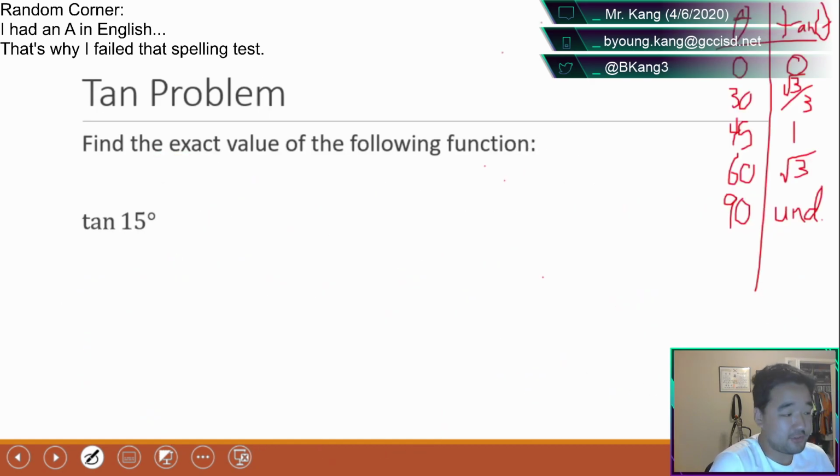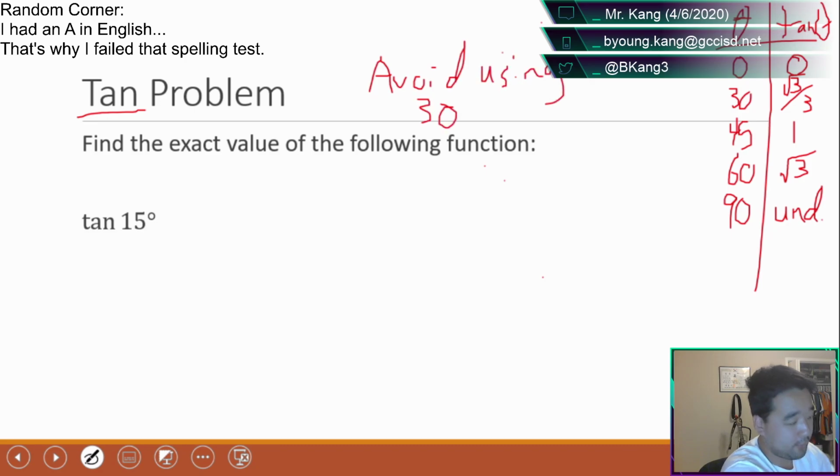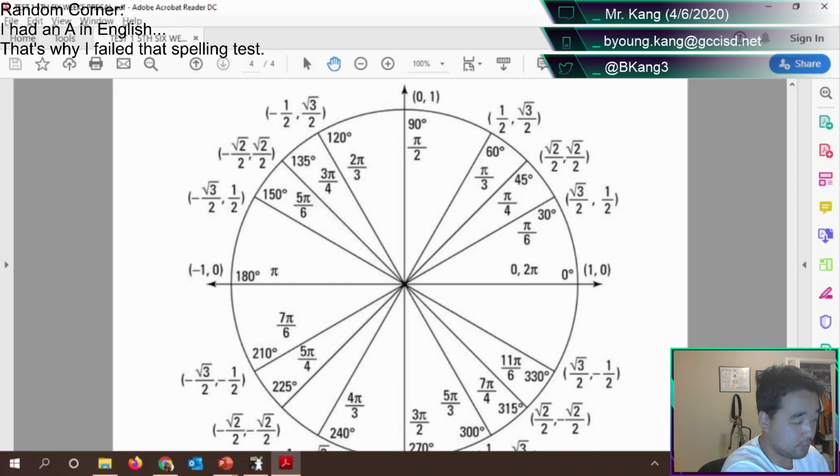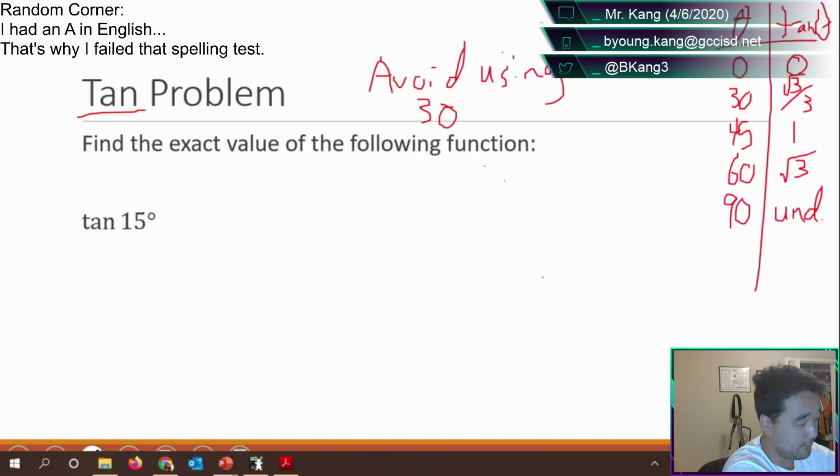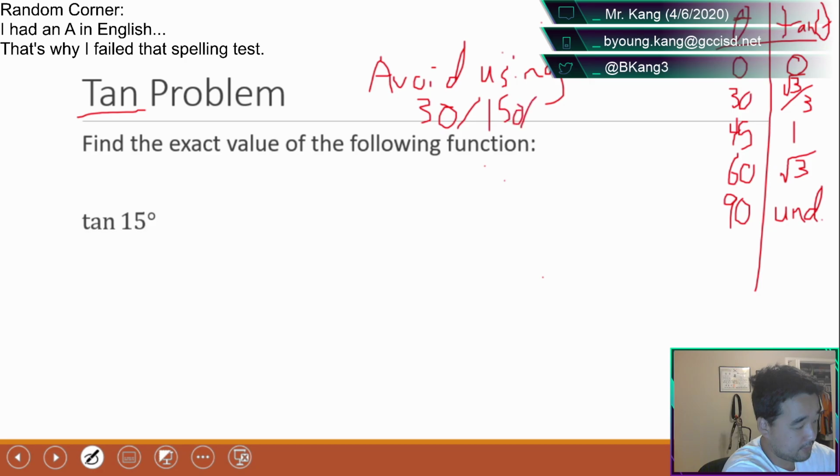My recommendation for this is as you look up things for 15 or for whatever your problem is in tangent only, try to avoid using 30 or anything that has a reference of 30. So 150, 210, or 330. It will save you a lot of time.